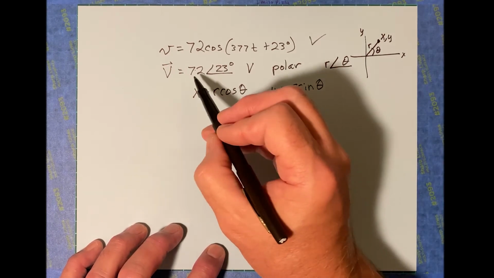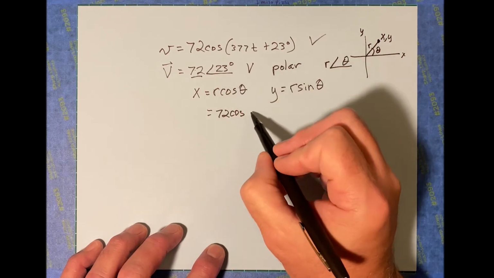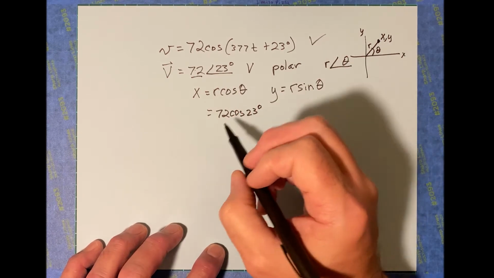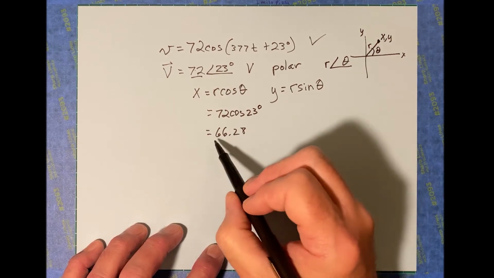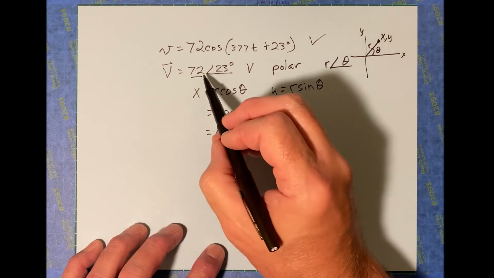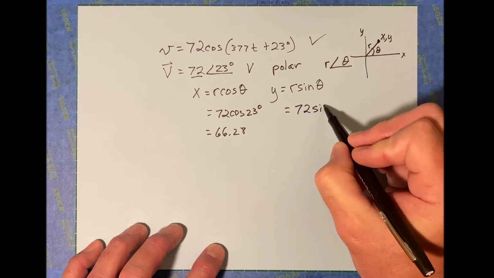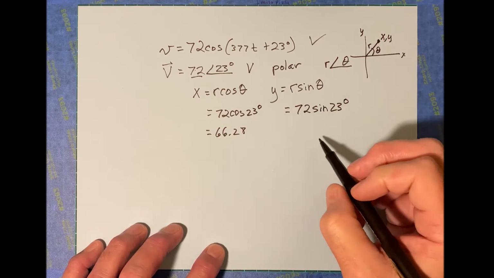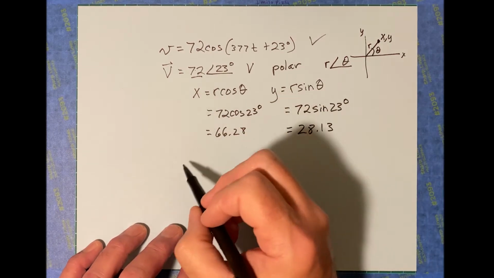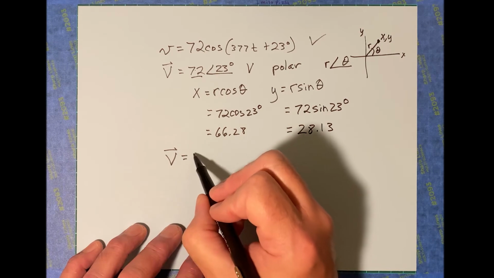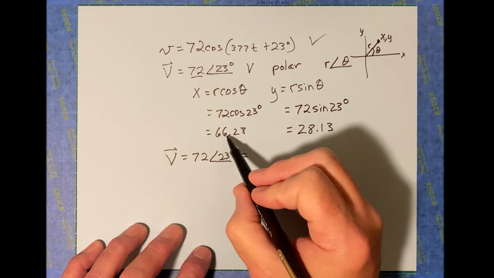So if I take my r, 72, times the cosine of 23 degrees, then that gives me 66.28. This is the x value for that. The y value for that would be 72 times the sine of 23 degrees, and that turns out to be 28.13. So phasor V could be written as 72 angle 23 degrees, but it could also be written this way.